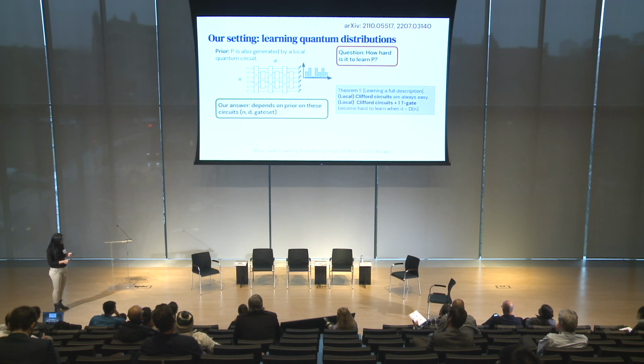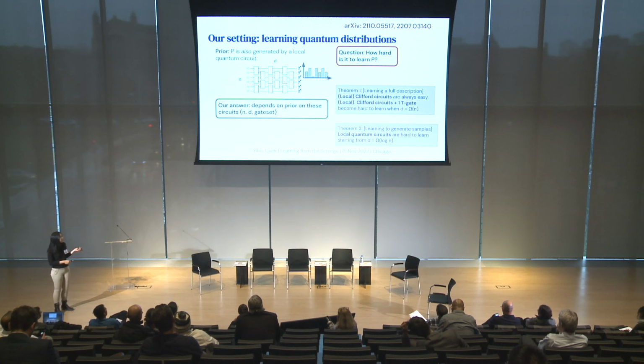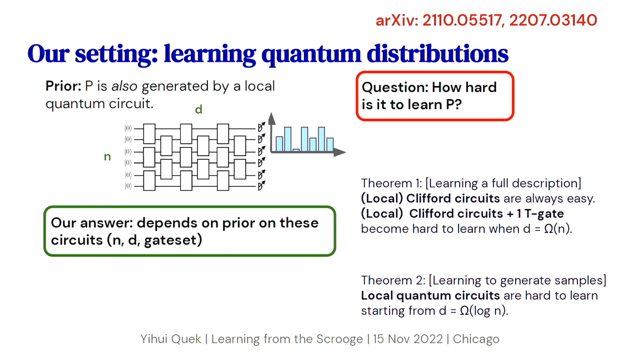On the other hand, Clifford circuits with one T gate become hard to learn when the depth is linear in the number of qubits. So that is intriguing for a reason that I'm going to talk about later. But a second notion of learning that we explored was not learning a full description of the unknown probability distribution, but just sampling from it. And in this case, we showed that local quantum circuits are hard to learn starting from an even lower depth.